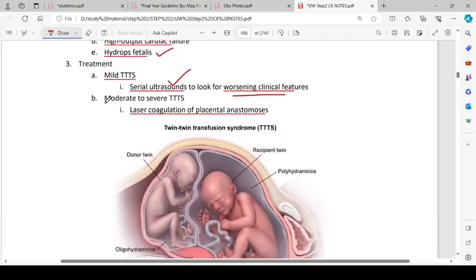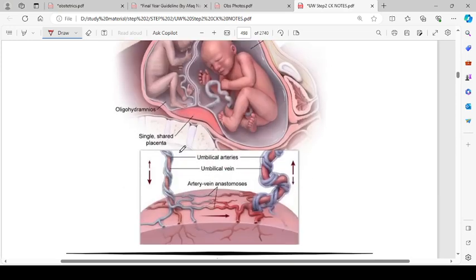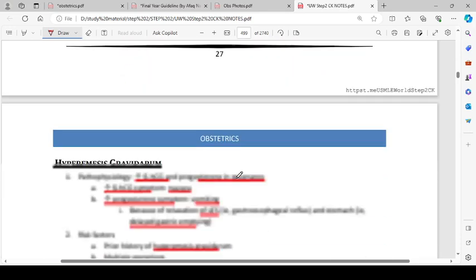Moderate to severe twin-to-twin transfusion syndrome, we can do the laser coagulation of placental anastomosis. So this is the donor twin, which is very weak and frail, and this is the plethoric, polycythemic twin, which is the recipient having the polyhydramnios. So inside the placenta, which is a monochorionic situation, single shared placenta, umbilical arteries, single umbilical vein, and AV anastomosis are present. So they are causing this twin-to-twin transfusion syndrome.